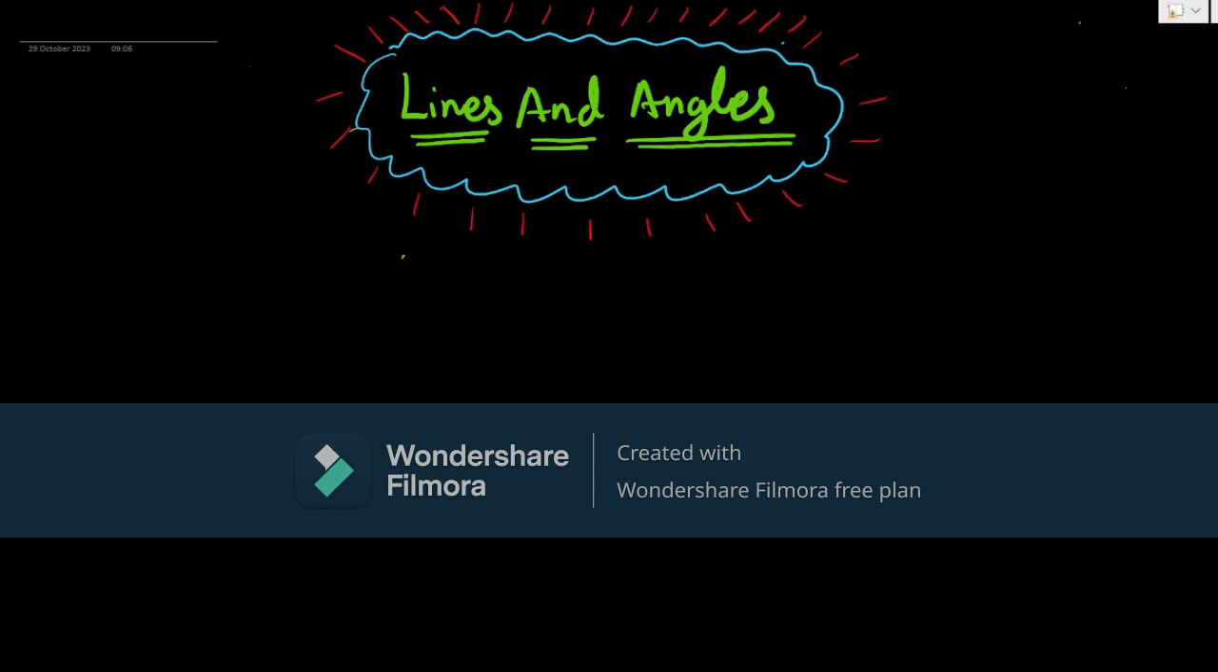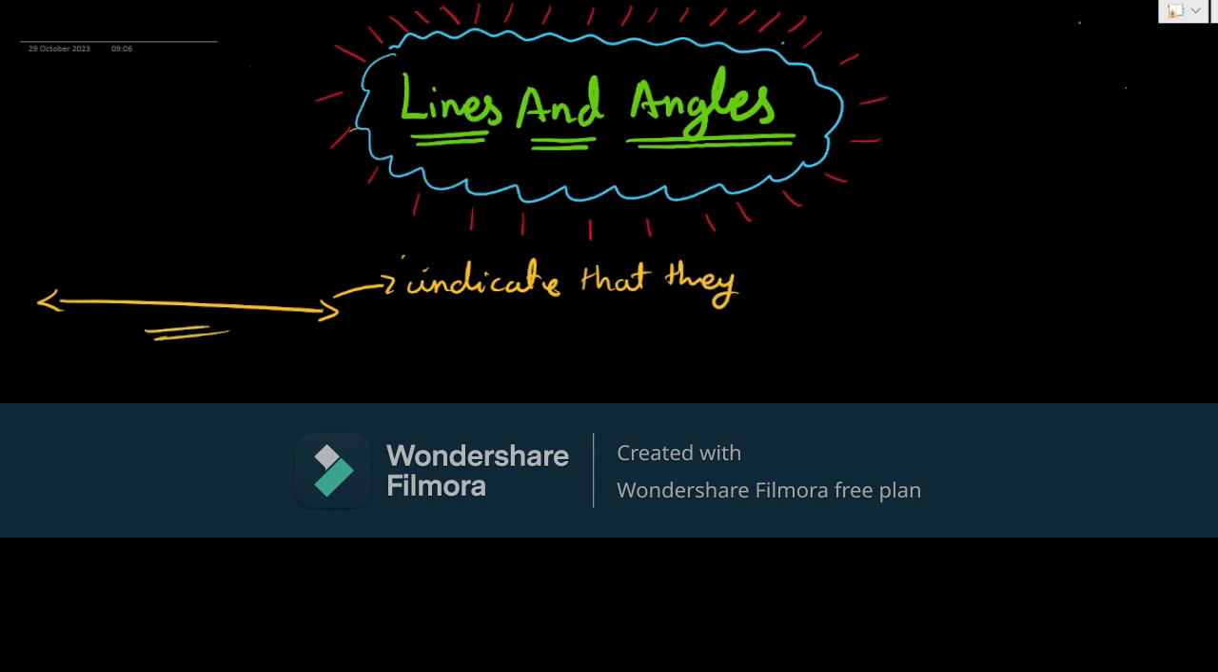So let's begin with the basics. Suppose we have a line like this, which has two pointed arrows at both the ends. Now, these arrows indicate that the whole line is extending infinitely.